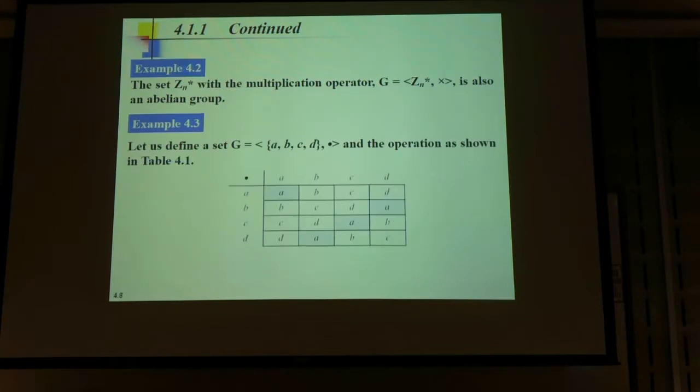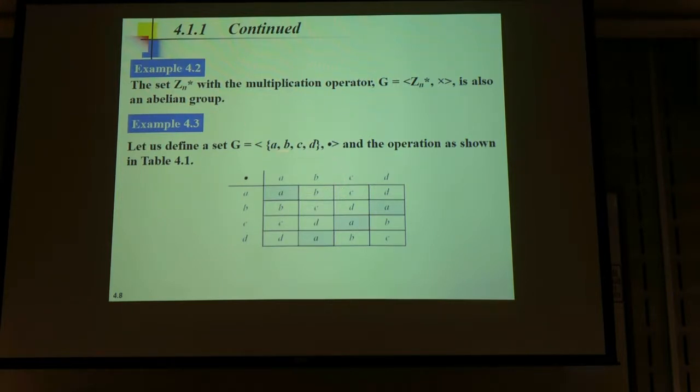So let's take another example in here. What is this? This is a set of elements in Zn that have a multiplicative inverse. So we have multiplication, and that's the set. Okay, it's an Abelian group.